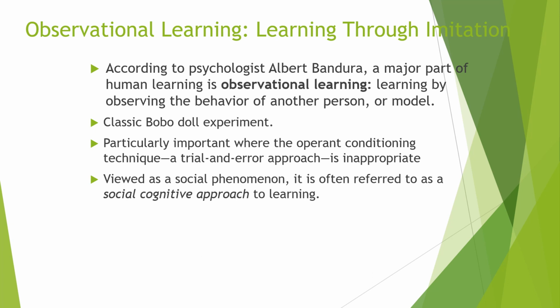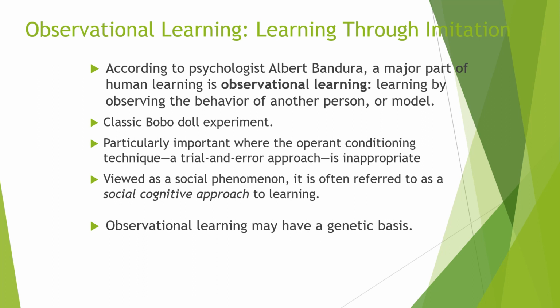Observational learning is viewed as a social phenomenon. It's often referred to as the social cognitive approach to learning. And some researchers believe that observational learning may have some sort of genetic basis to it, that some individuals are more inclined to observational learning or imitation behavior than other individuals.